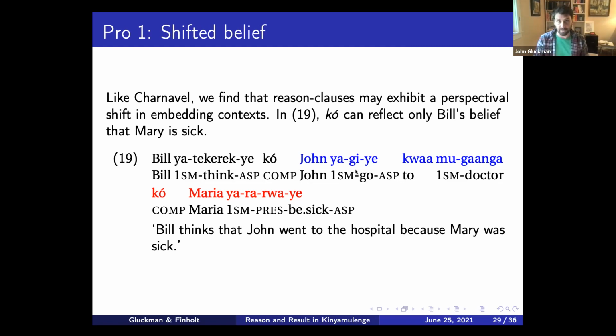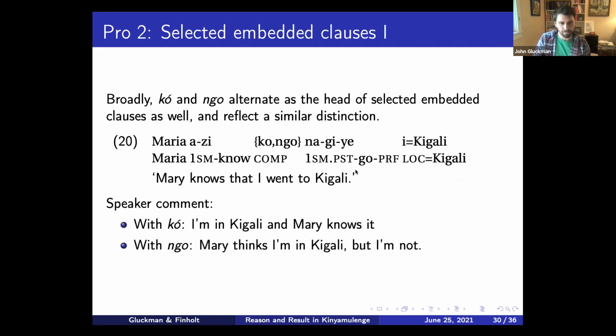So I've just taken the sentence that we've been looking at, John went to the hospital because Mary was sick, and I've put this under an attitude verb, Bill. Now this can in fact reflect a belief on Bill's part that Mary is sick, which may not actually be true. So this is a nice outcome of our analysis, and it's essentially the same as what Isabel has argued as well. The second, you take this as a pro, although there's more things to look at here.